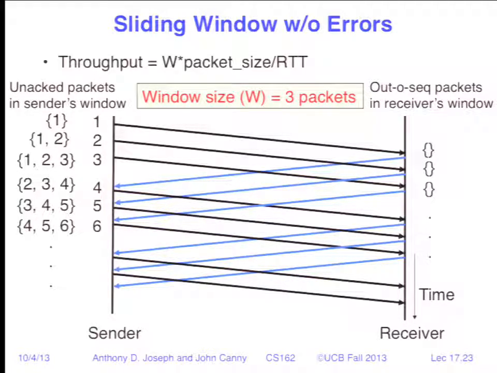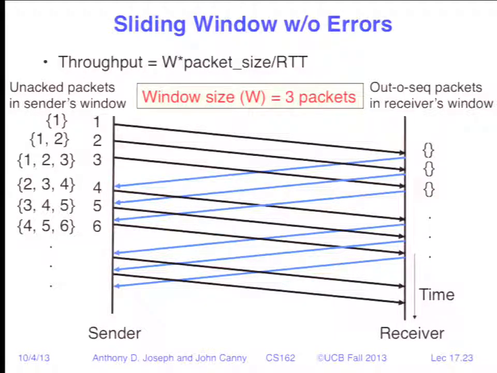Going to be W times the size of the packets over the round trip time. So we can have W packets in flight, right? We were able to send 1, 2, 3 before we got the acknowledgement for 1. And then we sent 4, 5, 6 before we got the acknowledgement for 4. So each round trip time, we have 3 packets in flight now. As opposed to stop and wait, which would be equivalent to basically a window size of 1.